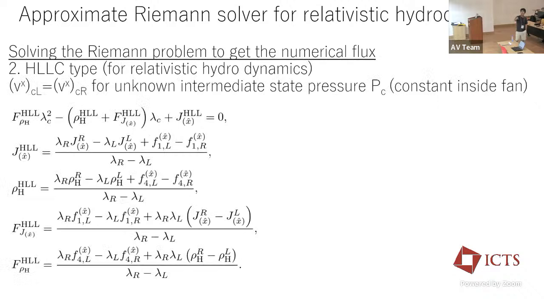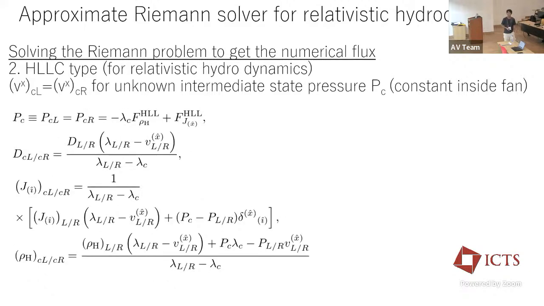And by using the Rankine-Hugoniot relation, we can estimate the contact discontinuity characteristic speed lambda c by these equations, where the coefficients are the HLL state flux and HLL state conserved quantities. Then you can analytically solve this equation in terms of lambda c, and you get the contact discontinuity characteristic speed. With these quantities, the unknown intermediate pressure is given by these equations. So now you know the intermediate pressure inside the Riemann fan.